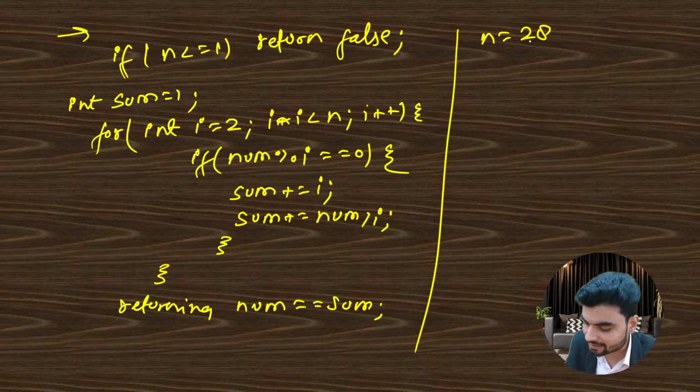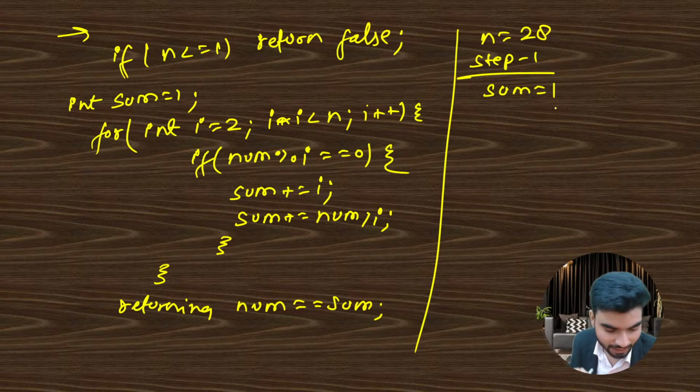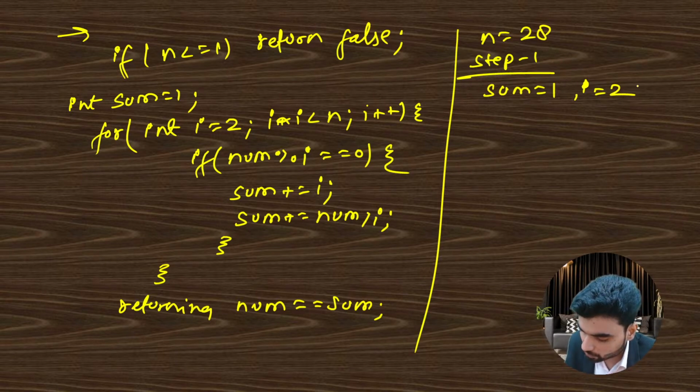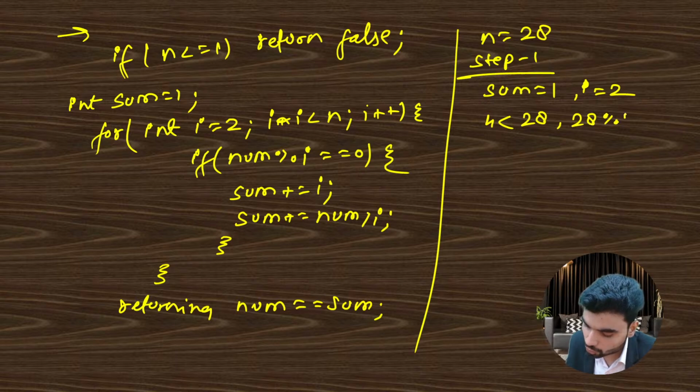Now here we'll start with sum, step 1. We'll start with sum which is 0, which is 1 as of now. Why? I'll tell you, just hold a minute. The starting value of i is 2. So i is 2. Check: 2 multiplied by 2, which means 4. Is 4 less than 28? Yes, it is. Now check the condition: is 28 divisible by 2? Yes, it is. If this is divisible, then go here.